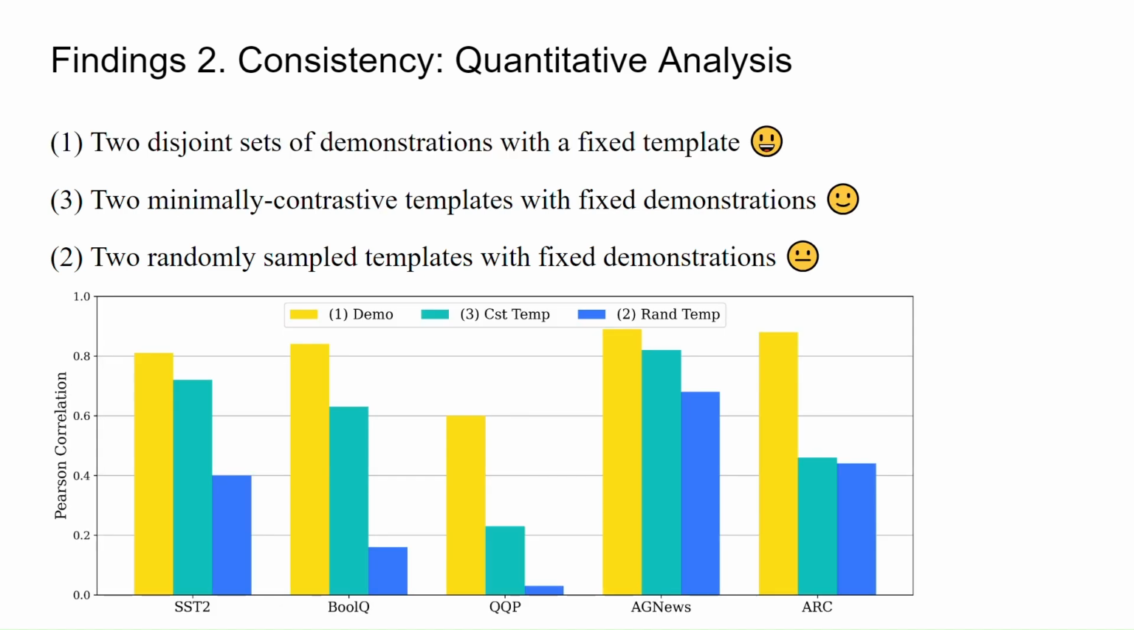So we find decent correlation in the first and third settings, the yellow and the green bars here. But in the second setting, the correlation is much weaker. The blue bars here are much lower. This means that components behave similarly under different demonstrations and similar templates, but the similarity decreases as the templates diverge. In addition to these three settings, in the paper, we also show the transferability of components across datasets.